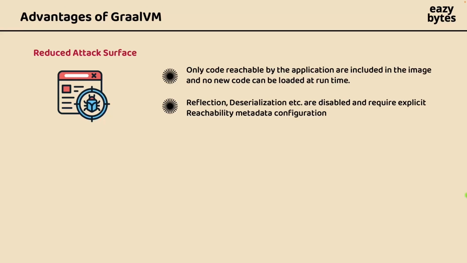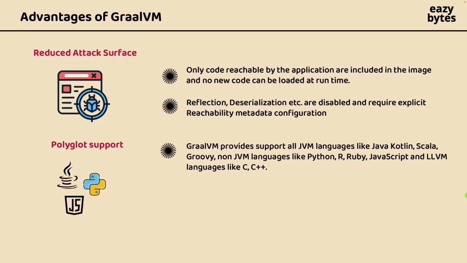I will explain what this reachability metadata configuration is in a few seconds. And the next advantage that we have here is polyglot support. This GraalVM JDK is going to support building your applications with multiple languages.